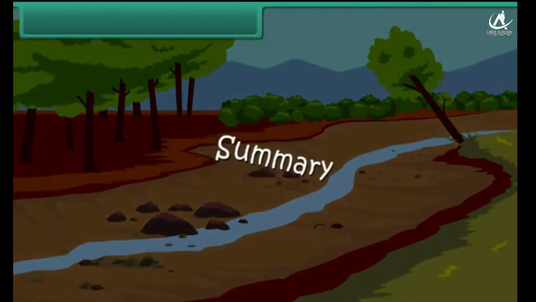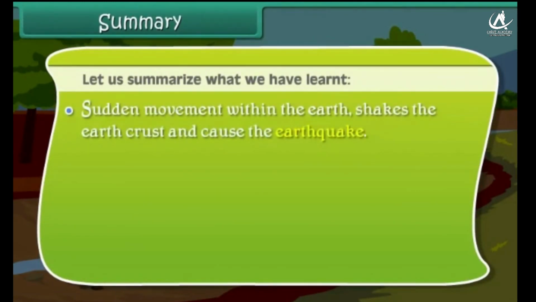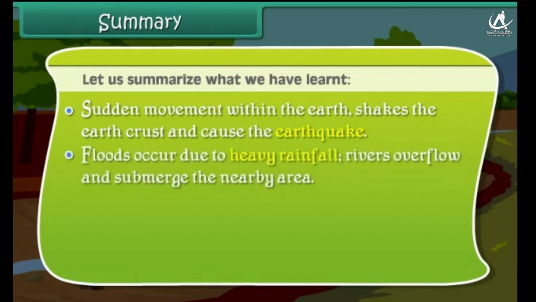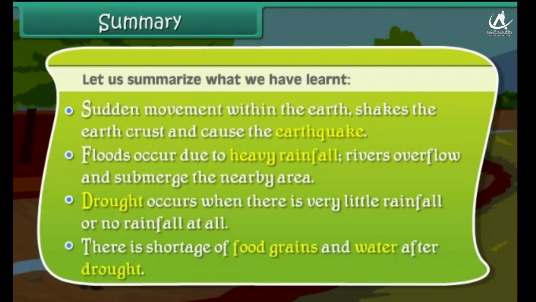Summary. Let us summarize what we have learnt. Sudden movement within the earth shakes the earth's crust and causes the earthquake. Floods occur due to heavy rainfall. Rivers overflow and submerge the nearby area. Drought occurs when there is very little rainfall or no rainfall at all. There is a shortage of food grains and water after drought.